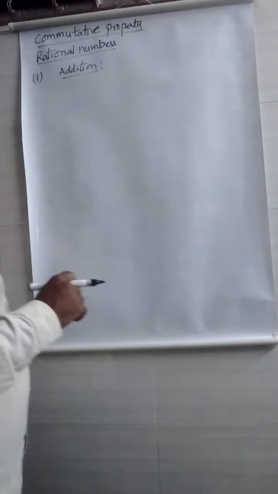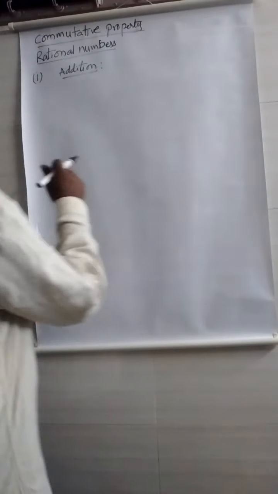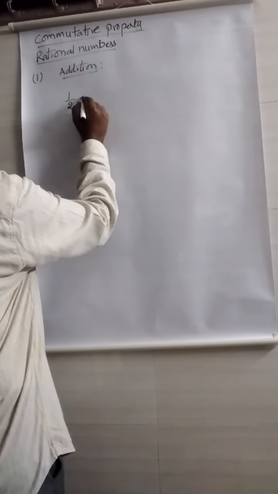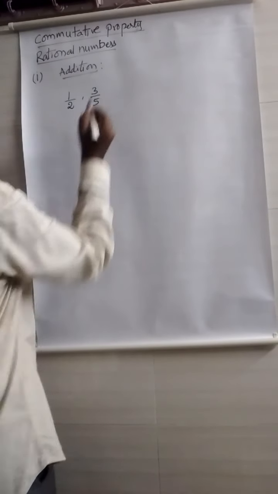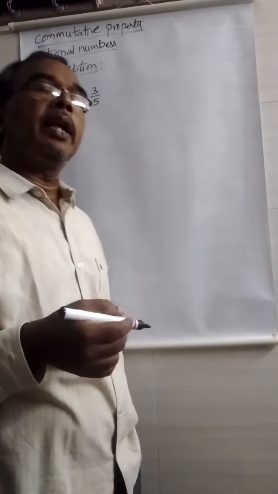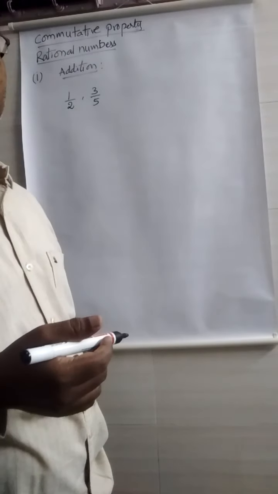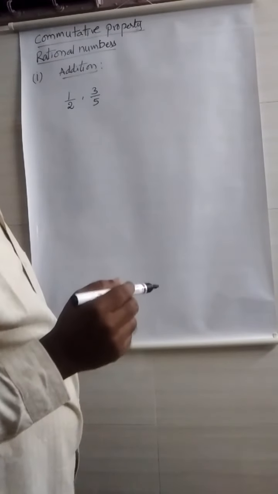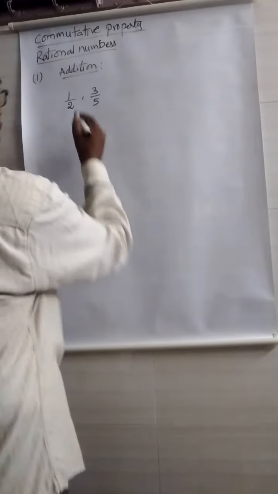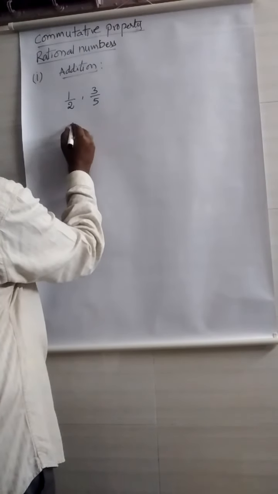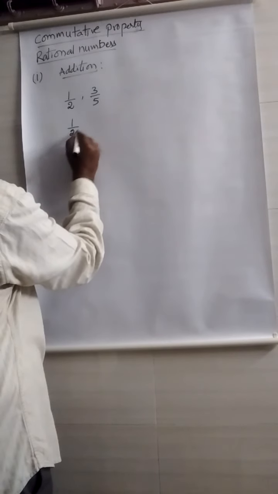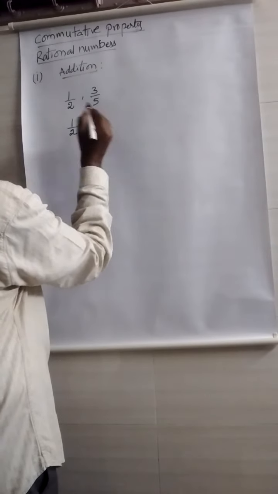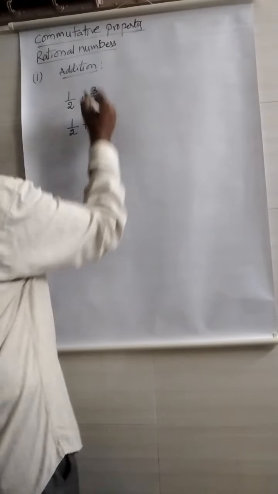So first you take any two rational numbers. I take 1 by 2 and 3 by 5. I take these two rational numbers. You may take any two rational numbers and you sum those two. Why? Because under addition we can check the commutative property in rational numbers. What you get? First you may do this like 1 by 2 plus 3 by 5. Why? Because it is addition.